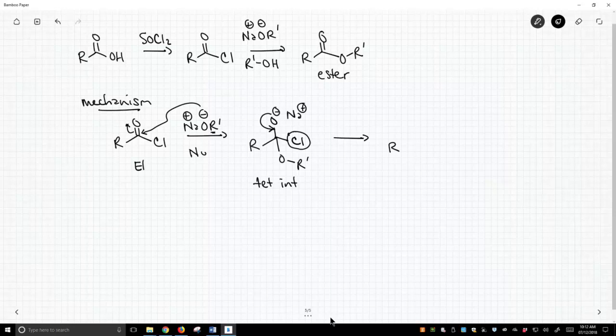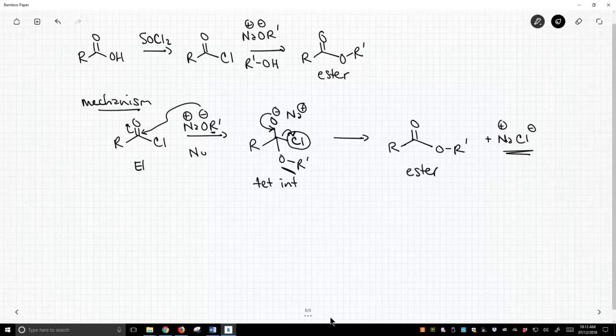And as that happens, let's finish our mechanism. We're going to kick out the chloride. And so what's left on our carbonyl is just our new OR group. And we've lost chloride. And that chloride is not lonely because it has sodium to keep it company. Then we're going to wash this away in the reaction. But here is our ester product.